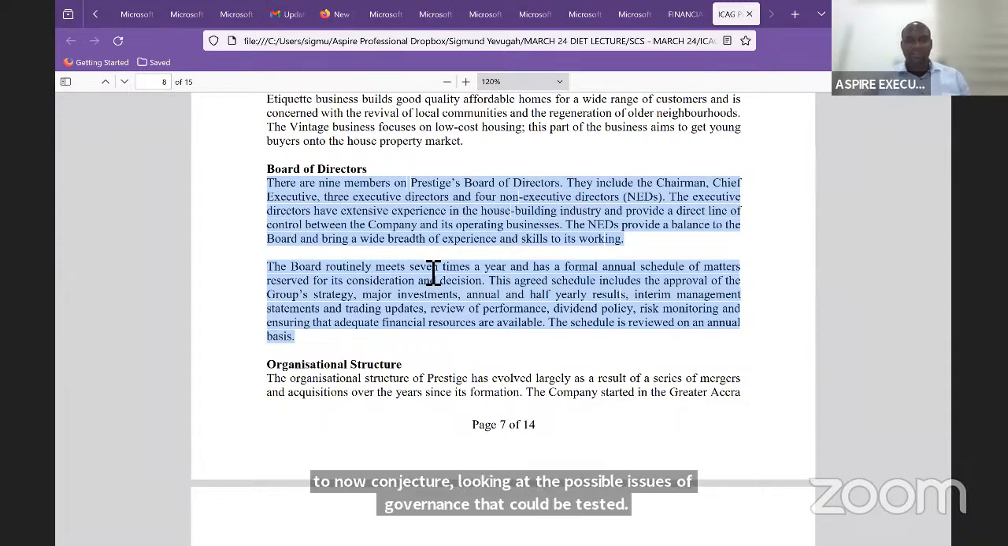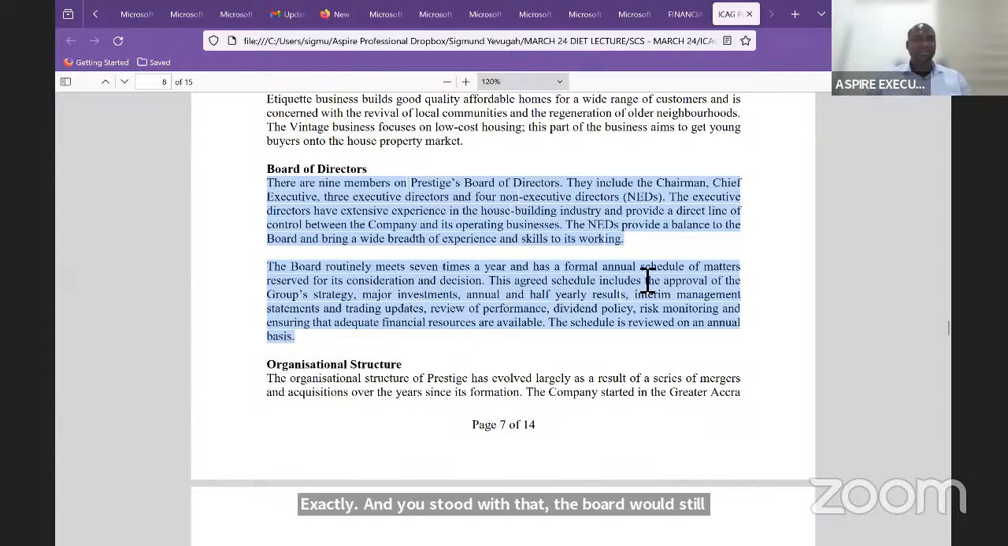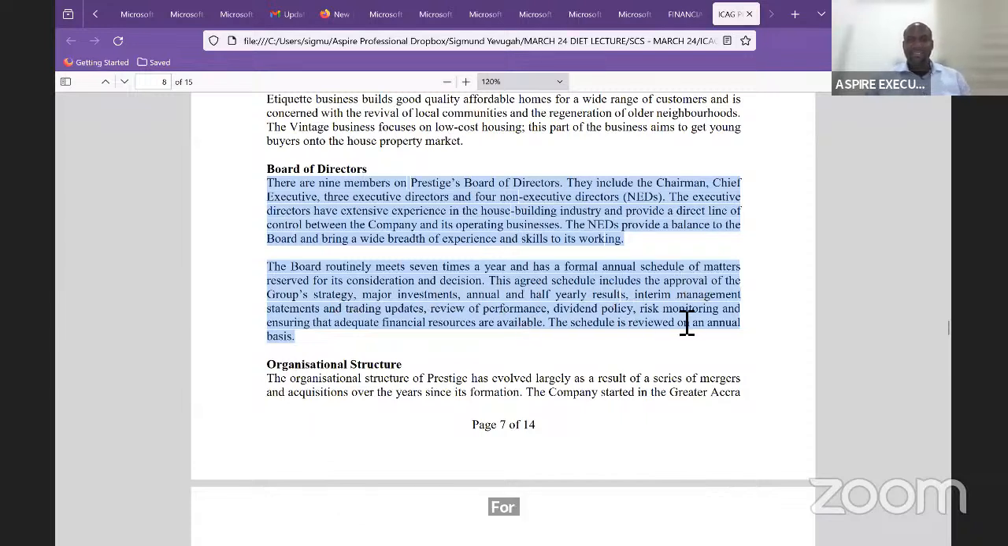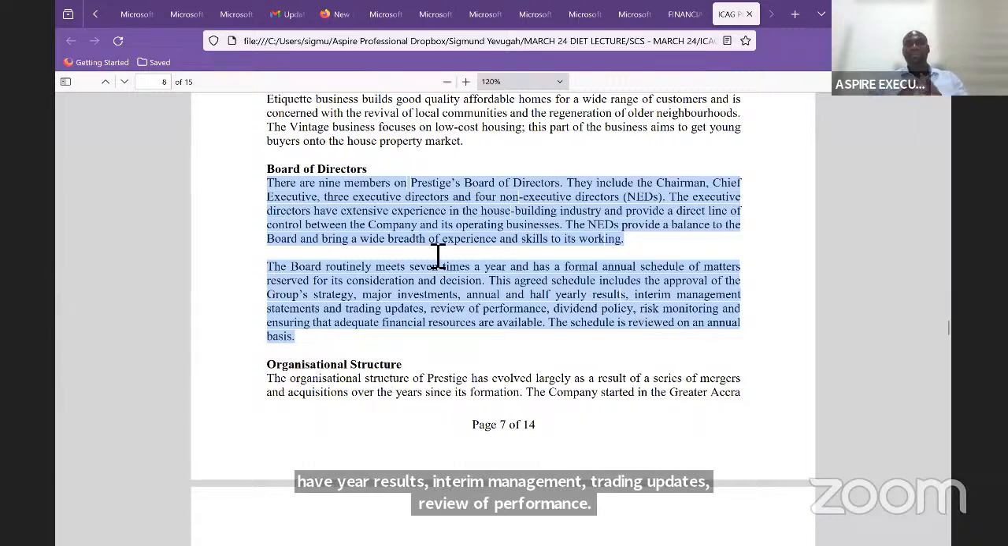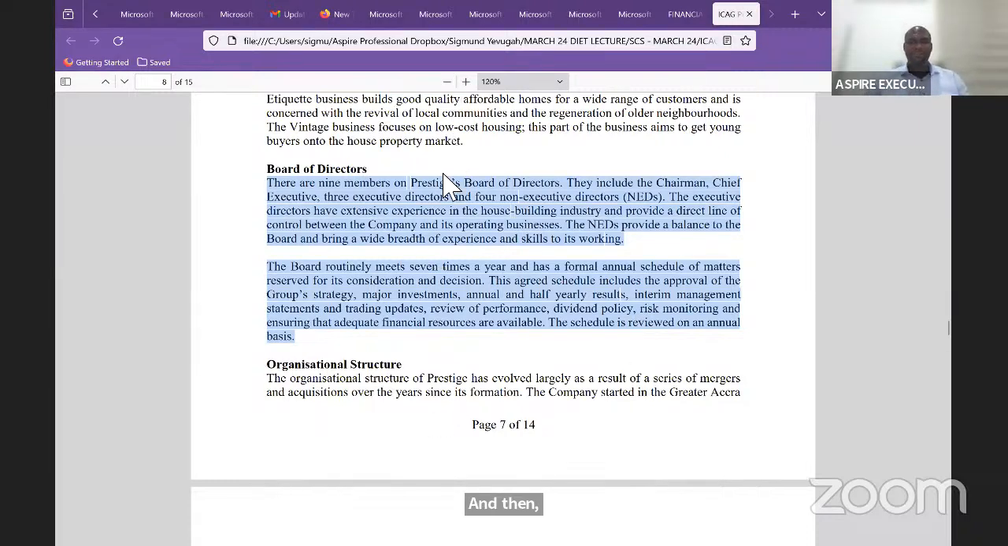Exactly. And they've told you that the board routinely meets 7 times a year, and that is fair enough. Formal annual schedules of matters reserved for its consideration and decision. These agreed schedules include approval of the group strategy, major investment, annual and half-year results, interim management statement, trading update, review of performance, and then dividend policy, risk monitoring. So the board is doing everything that is expected of them.